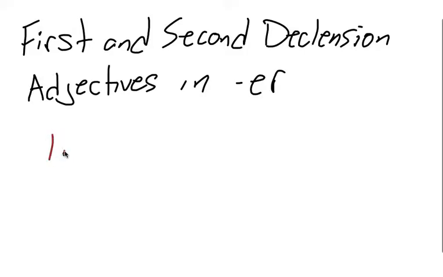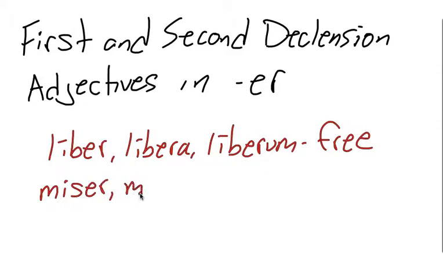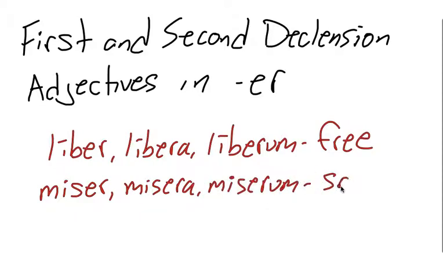For example, liber, libera, liberum, which of course means free. It's the root of the word liberty. We also have miser, misera, miserum, which means sad or miserable. It's the root of the word misery.